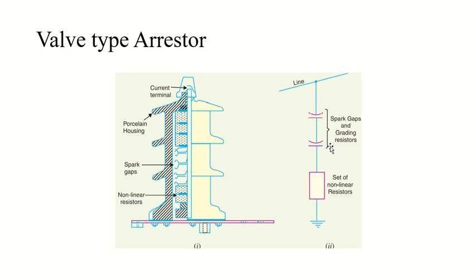Now what are the limitations? It has very few limitations. The first one is that they may fail to check surges of very steep wavefront from reaching the terminal apparatus. That calls for an additional step to check steep fronted waves, so it cannot check steep fronted waves at all. Secondly, their performance is adversely affected by the entry of moisture into the enclosure. Just like any other lightning arrestor, it will be affected by moisture or weather conditions.